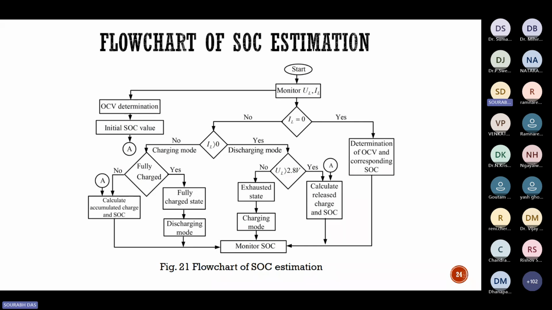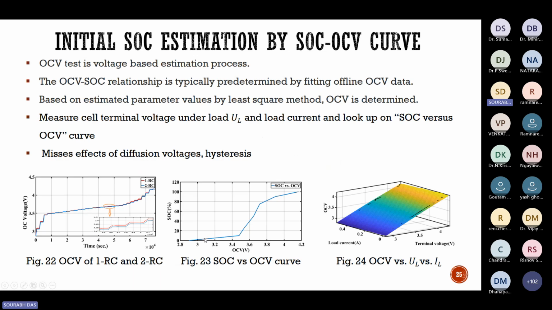Now the function of the battery management system is to monitor the SOC for each instant of the battery charging or discharging. So this is the flowchart. What I have discussed in the previous slide is that initial SOC estimation is required to accurately estimate the battery state of charge.